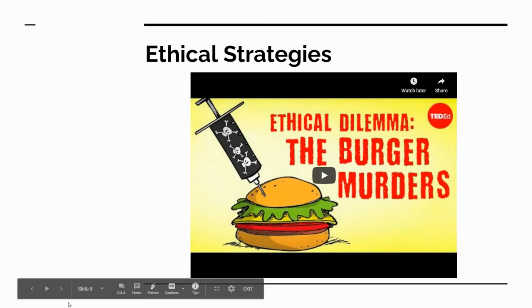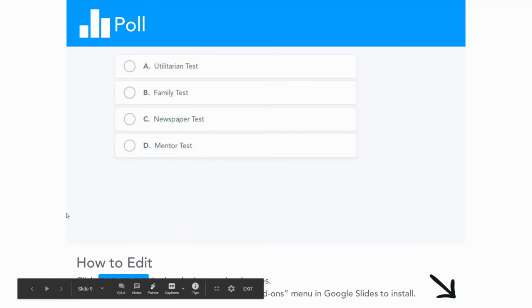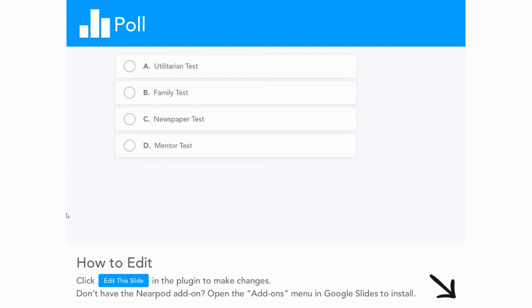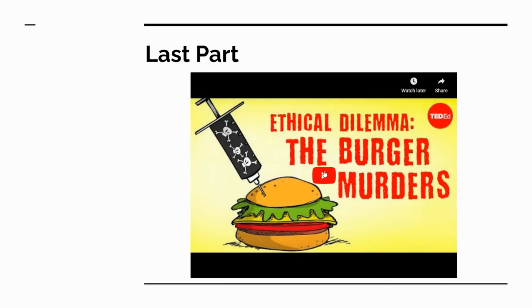So, which one of these tests do you think is the most important? Do you think it's the utilitarian, the family, the newspaper, or the mentor test? And tell me why. Here's the very last part.